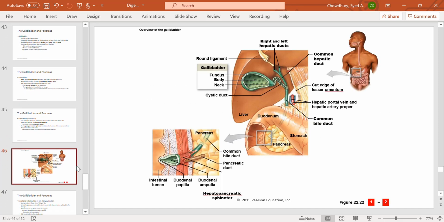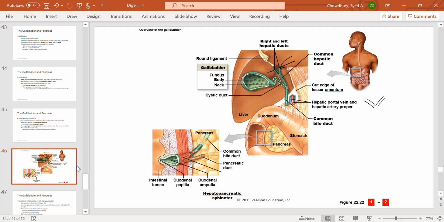The path of the bile. After the bile is collected, then the bile will get out from the liver through these two large ducts. These are called the hepatic ducts. How many? Two. Right and left hepatic ducts. So this is right hepatic duct, this is left hepatic duct.